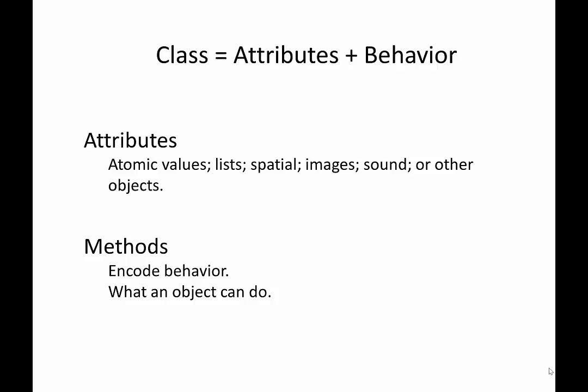So a class of objects, or an instance of objects, can have a set of attributes, which may be the atomic values that we're familiar with, a number, a bit of text, something like that. But they can also be much more complicated. So, for example, an attribute could be a list. An attribute could store spatial information, perhaps in a polygon. It may be links to an image or a sound, or it may in fact be another object. So you can have objects that are attributes of other objects. So attributes are relatively straightforward.